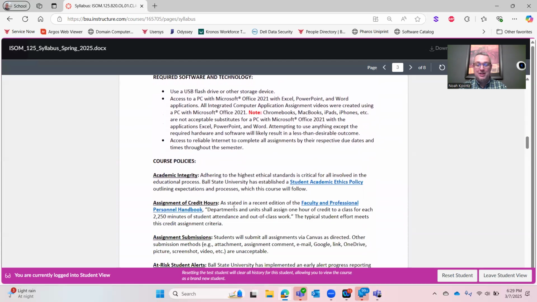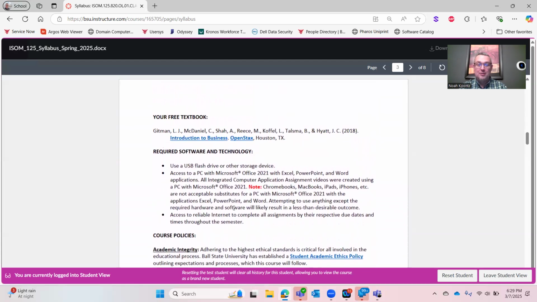So I want to skip ahead here to page 3 of the syllabus. We have a free textbook as part of this class, and we're going to go over this in greater detail. This is the Intro to Business through OpenStax by Gitman, McDaniel, Shaw, etc. From 2018.